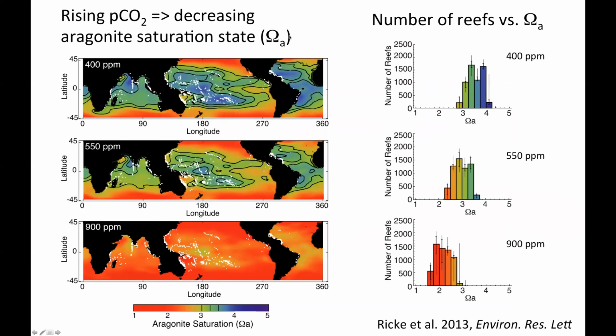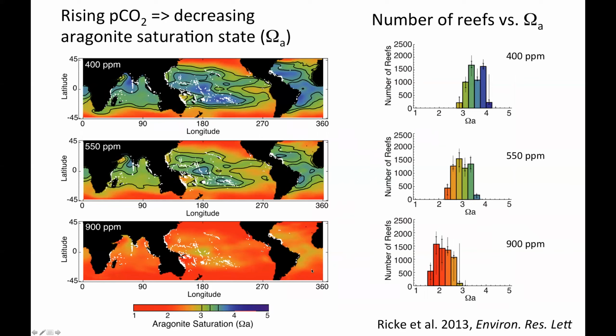So the panel here to the left is showing how the aragonite saturation state will change under different CO2 conditions from 400, 550, and 900 parts per million, where the red colors represents a lower aragonite saturation state. The take-home message is as the CO2 goes up, the aragonite saturation state goes down.